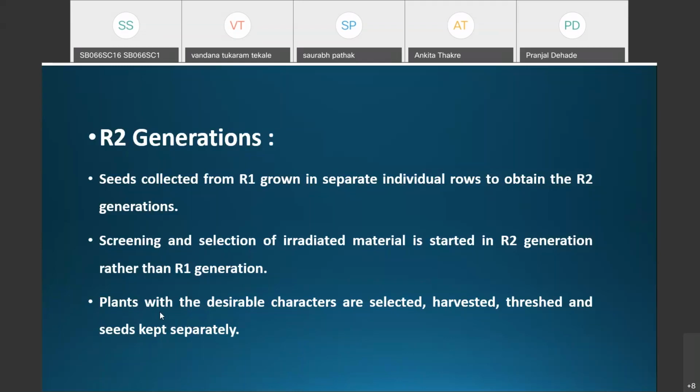Okay, in the R2 generation, the plants with the desirable characters are selected, harvested, and threshed, and the seeds which are collected are kept separately. The seeds of each of the plants are kept separately; these are not mixed with each other. Okay, these are the activities which are carried out in the R2 generation.